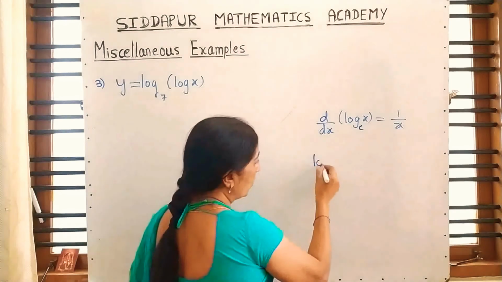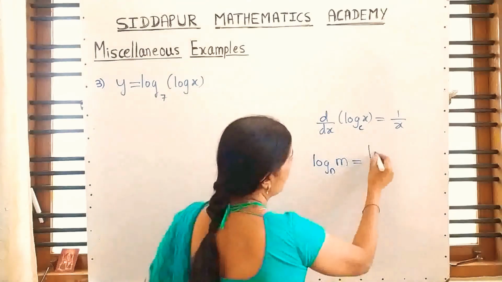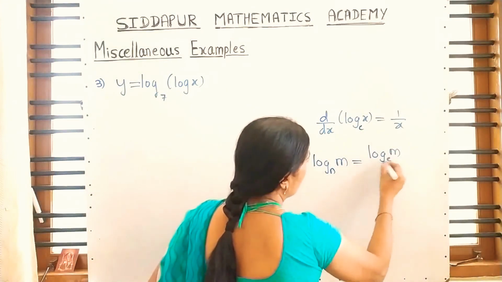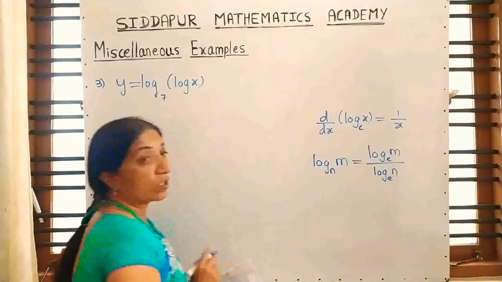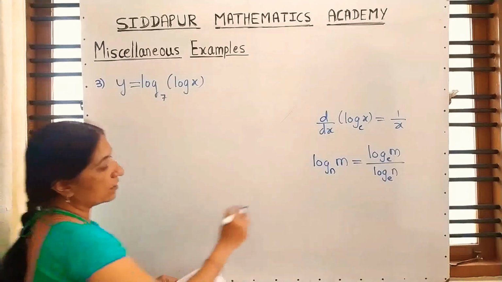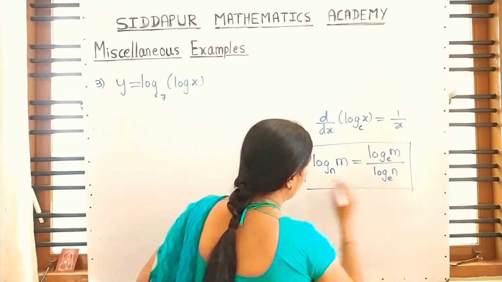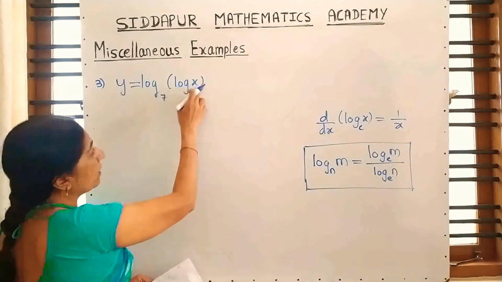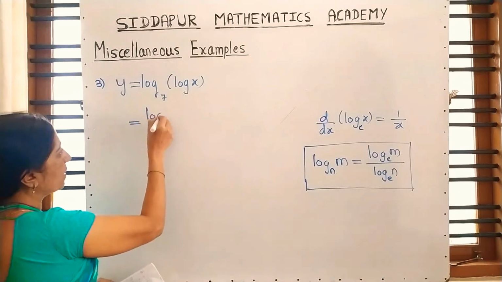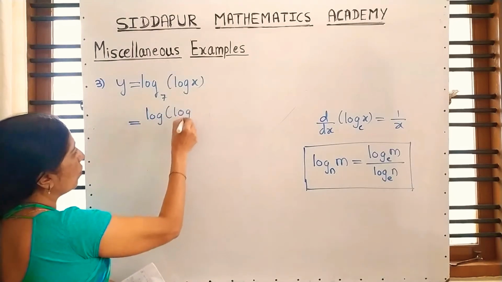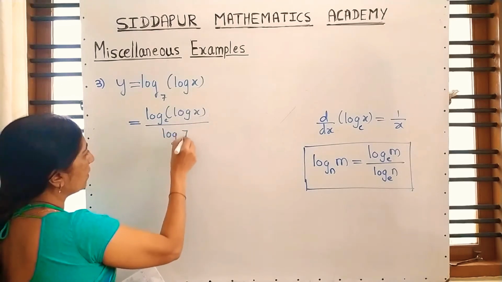But we have one important formula in log. Log m to the base n is written as log m to the base e upon log n to the base e. This is called the change of base theorem. Mark this. This is very important. Now I am applying this property. In place of m we have log x. In place of n we have 7. First apply the change of base theorem. It is log of log x to the base e upon log 7 to the base e.